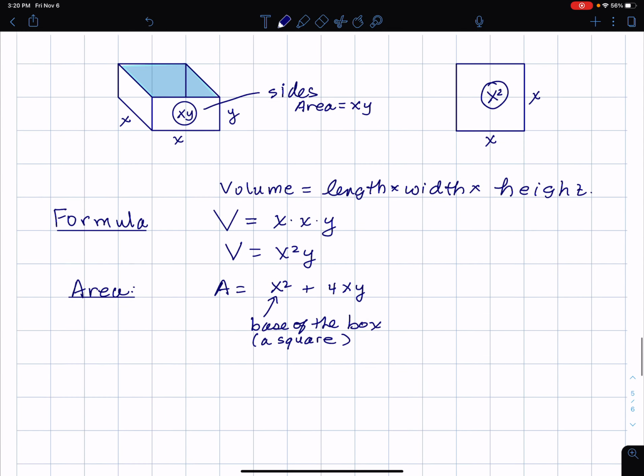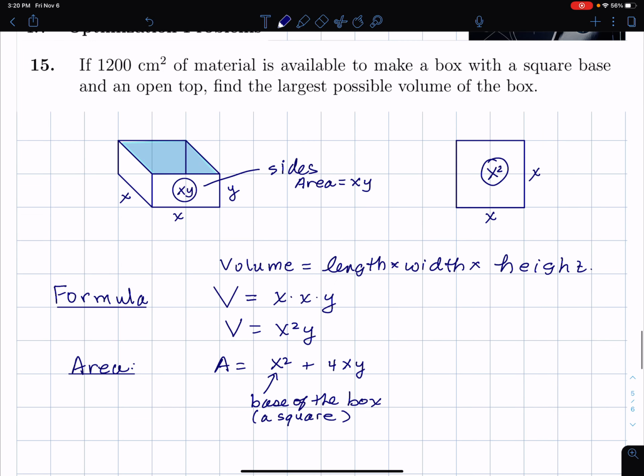Now, the thing about this though is that it's given that A is fixed, it's 1200. So I'm going to write this as 1200, except it's sort of messy or cramped here. Oh, I'll just go with it. Okay, this is the base, and this is going to be the 4 sides. This is the sides.